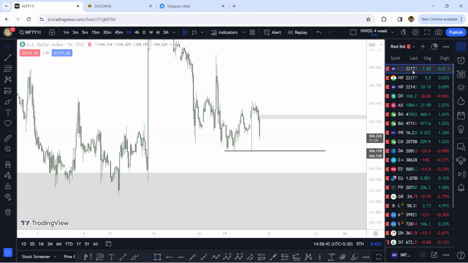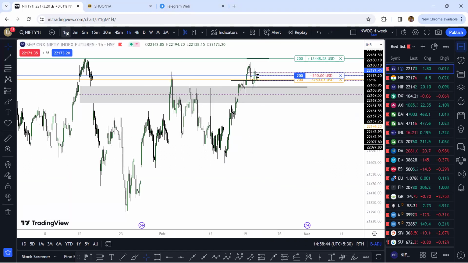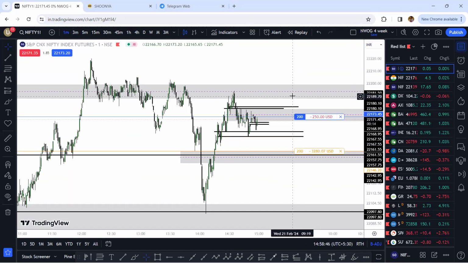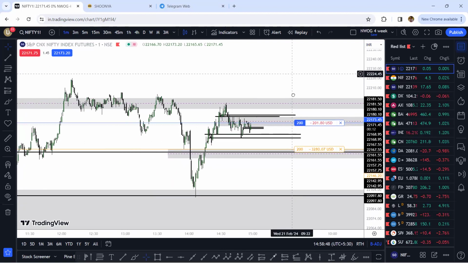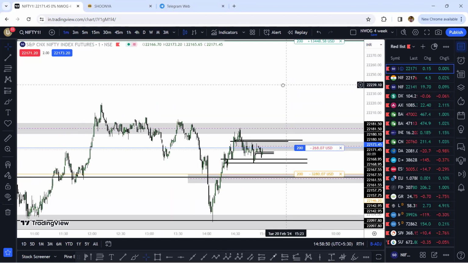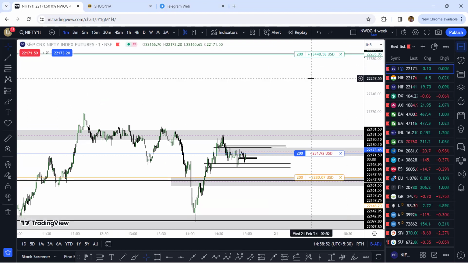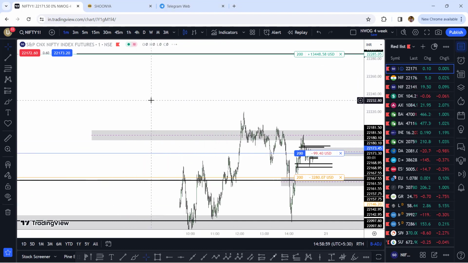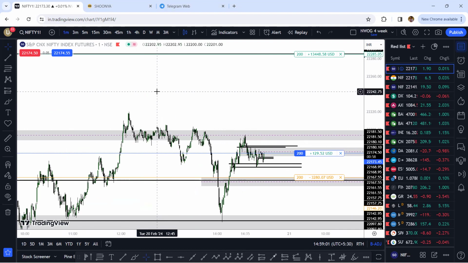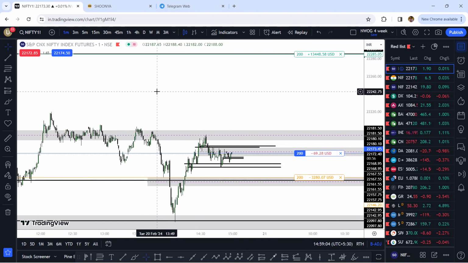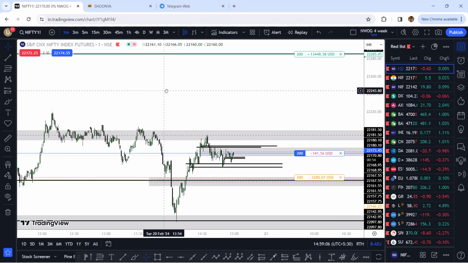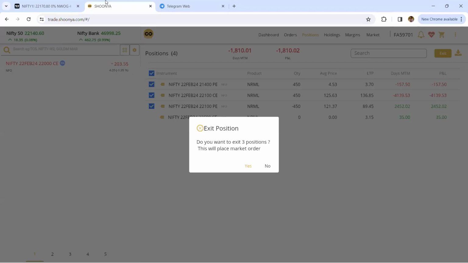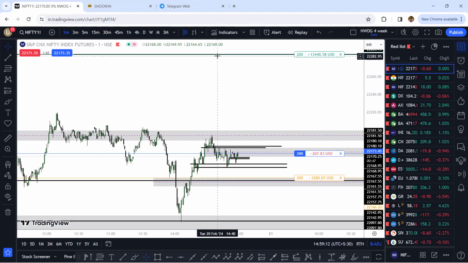Okay. I'm also in the same trade. So I'm waiting for a very huge spike. That's the goal. So currently I'm at a drawdown of 1800, 1600. So I'm going to wait here.